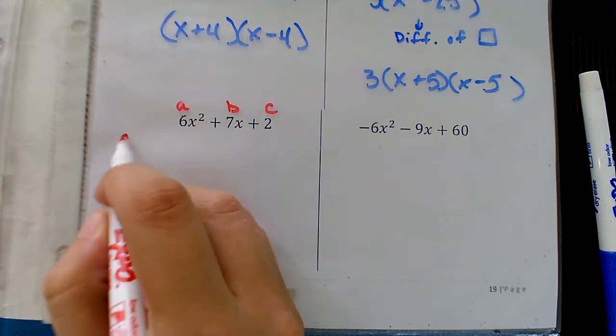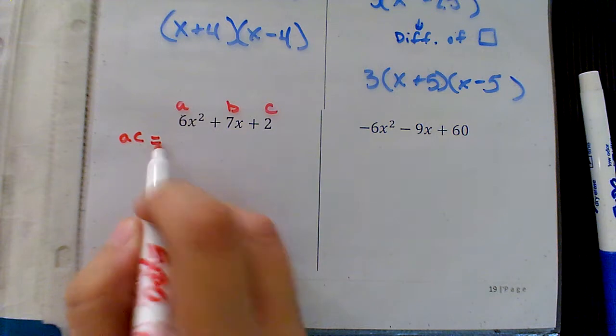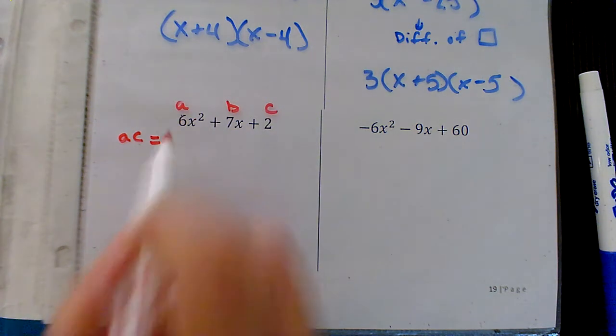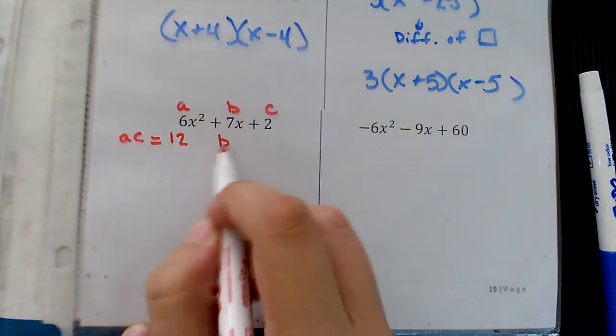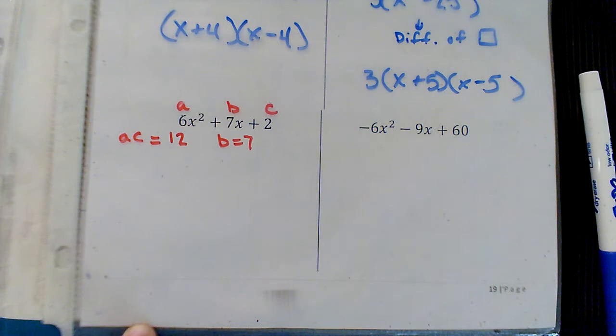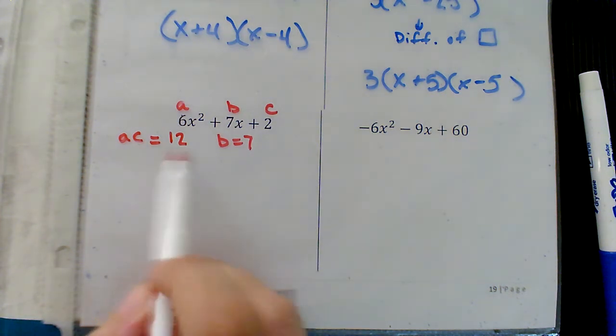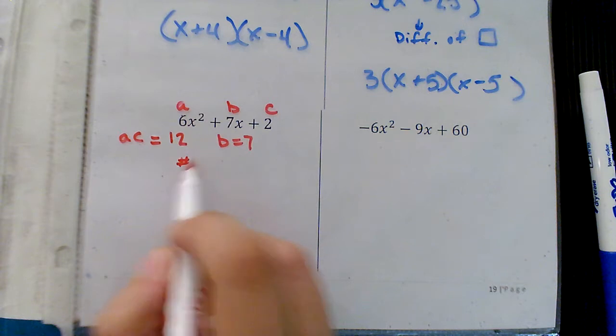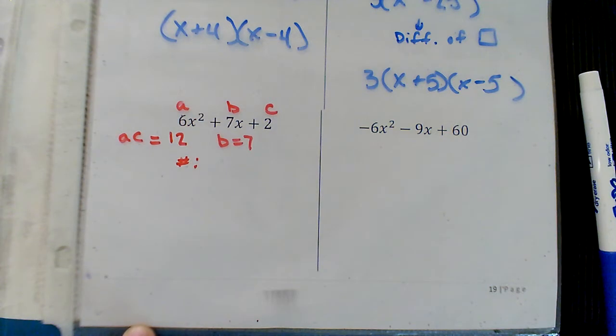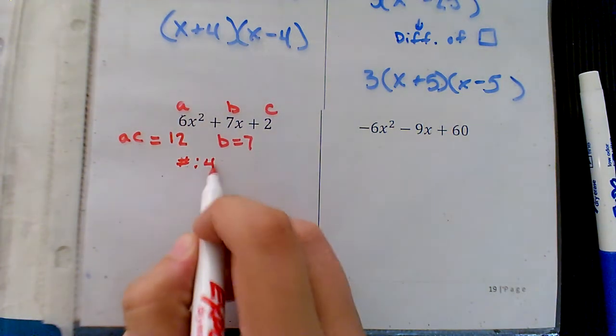We'll try it out. We're going to multiply A times C together. 6 times 2, we got 12. B value is 7. So very similar to the I am process, we want to think of two numbers that multiply to 12 but add to 7. Special numbers? 4 and 3.